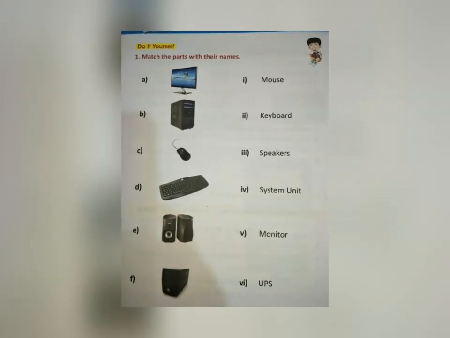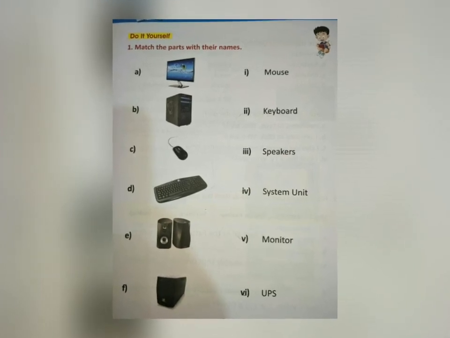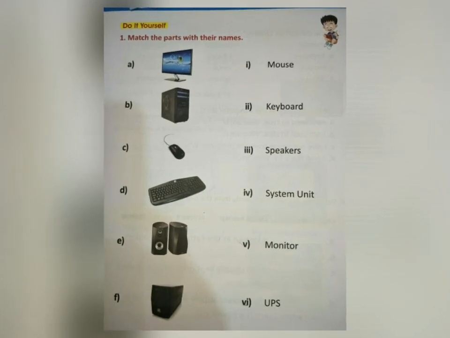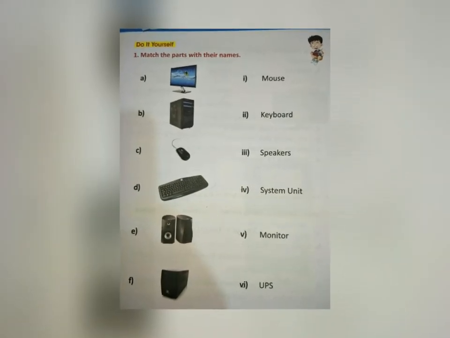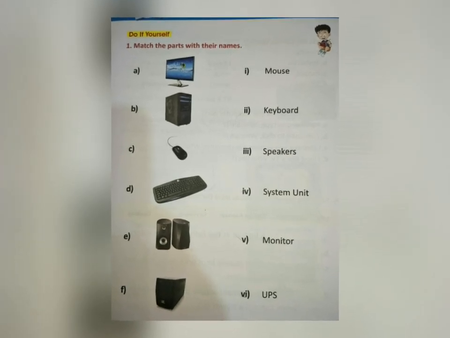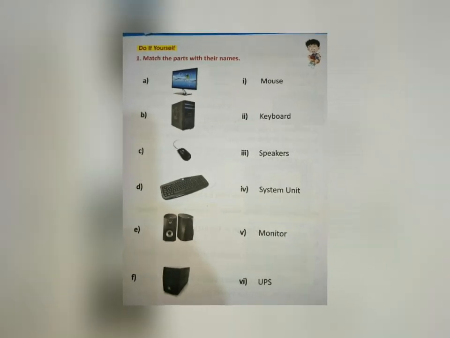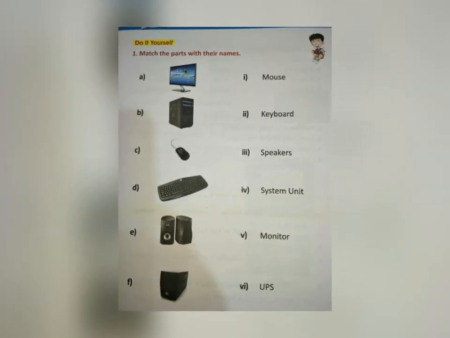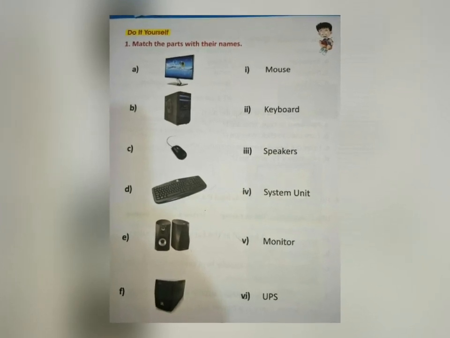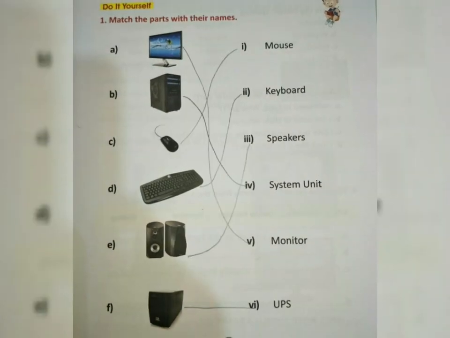Monitor. Now B. System unit. It is system unit. So right answer is fourth. Now C. It is mouse. Number 1. Keyboard. It is D. Keyboard is the right answer. So the answer is second one. Speaker. We know. Third number. And fourth. It is UPS.